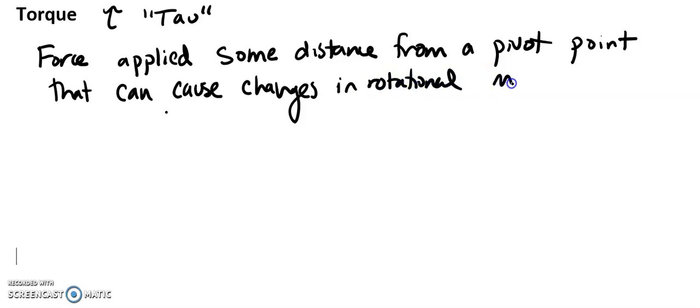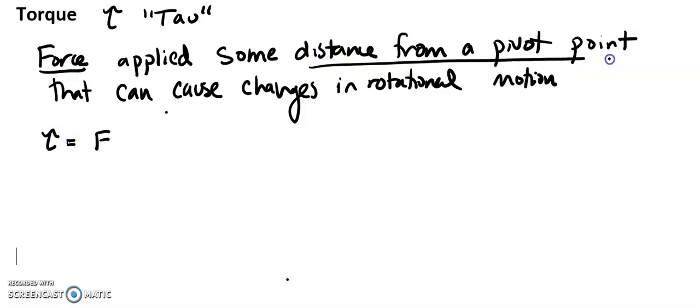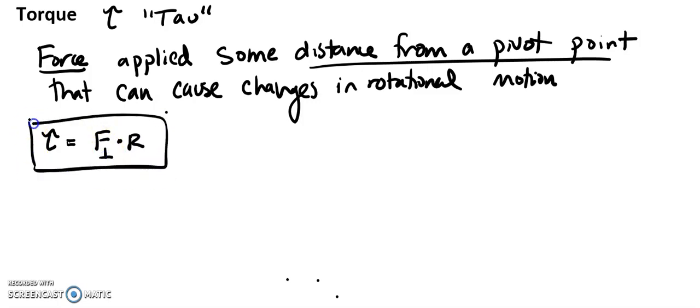So I kind of think about it as just some force that makes things rotate. Or it could not make it rotate, but it would make something want to rotate. So the equation we use for torque is a force applied some distance from a pivot. We'll oftentimes use distance from a pivot to be r. And I'm going to put in F perpendicular.